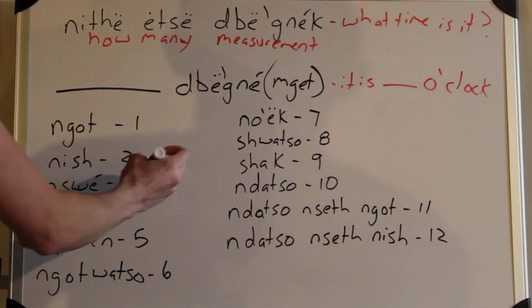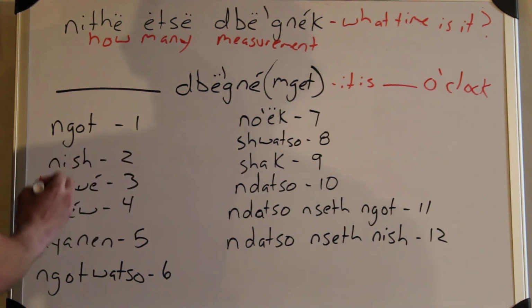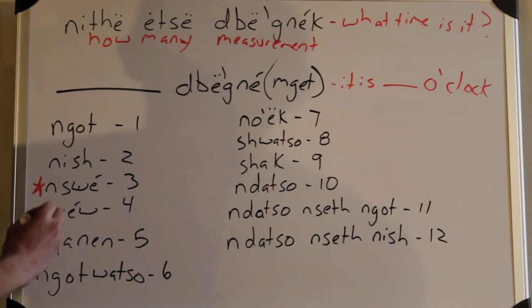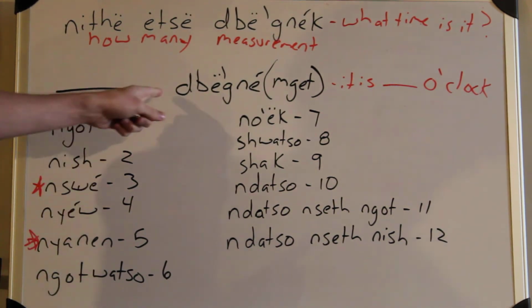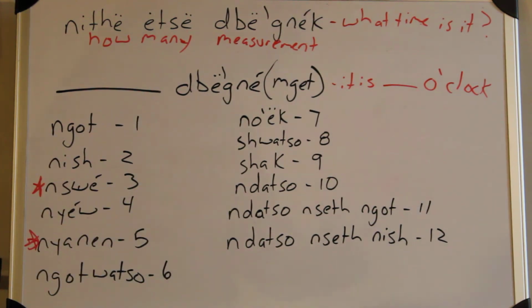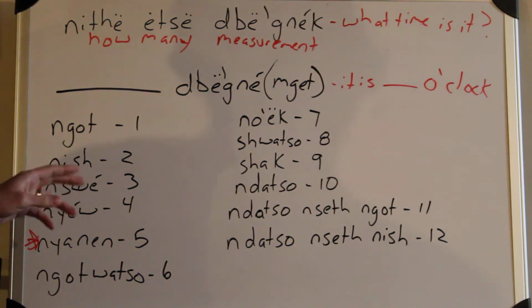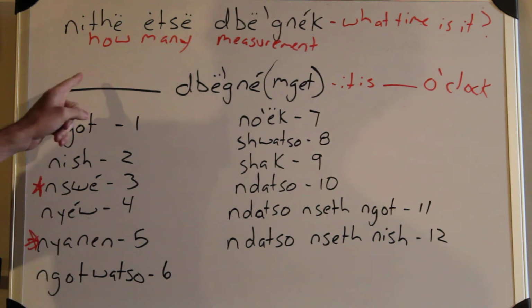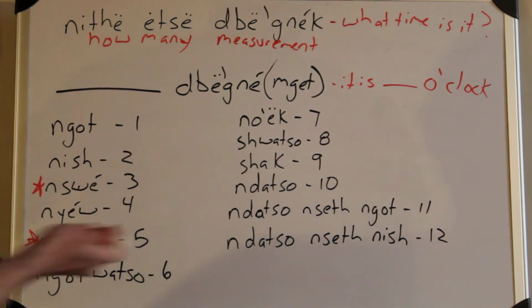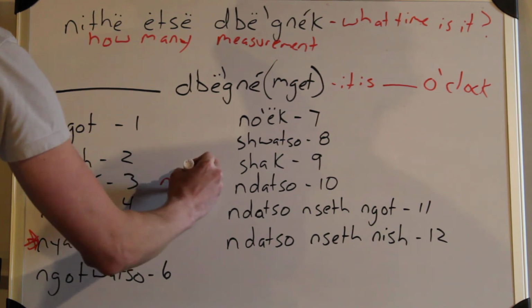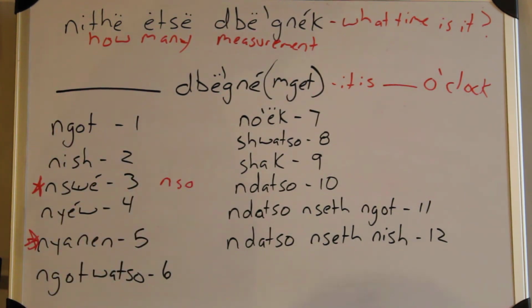Now, I'm going to put a star next to Nswa and Nyanin, because when you put them in front of debuganak, it's going to change a little bit. There's only 2 that's going to do it to. So if we want to say it is 3 o'clock, Nso debuganak. It is 3 o'clock. Now for 4, we have Niao. If you want to say it's 4 o'clock, Niao debuganak.